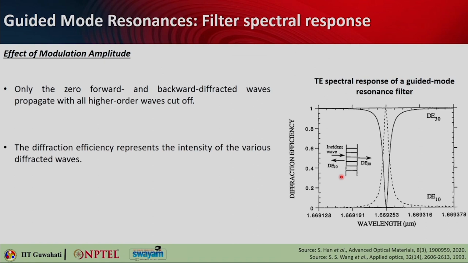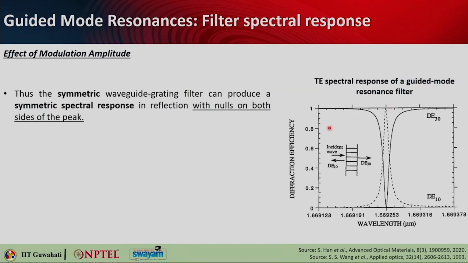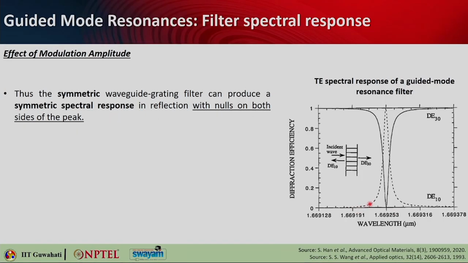The diffraction efficiency represents the intensity of the various diffracted waves. Here you can see that D30, the transmitted one, is getting a dip and the reflected one, D10, is getting a peak. There is 100% energy exchange between these two modes and smooth lines can be obtained. What is the good thing about this kind of symmetric filter? The symmetric waveguide grating filter produces a very symmetric spectral response. You have 0 nulls on both sides of the peak, a perfectly symmetrical filter, which is usually not the case with any other resonant structure.